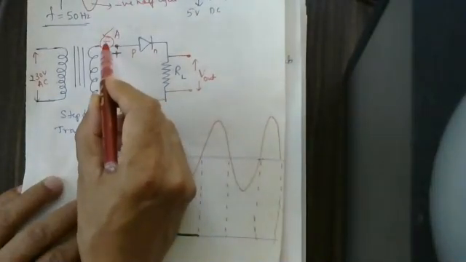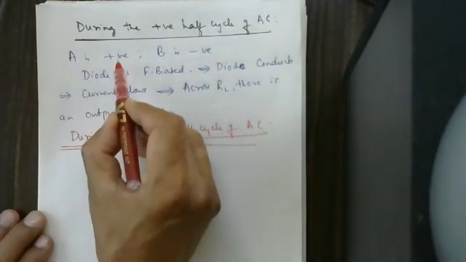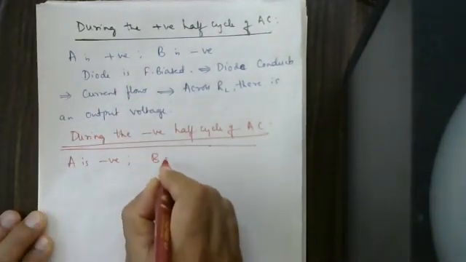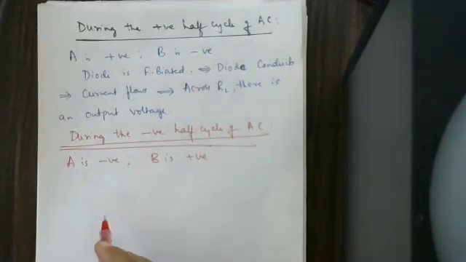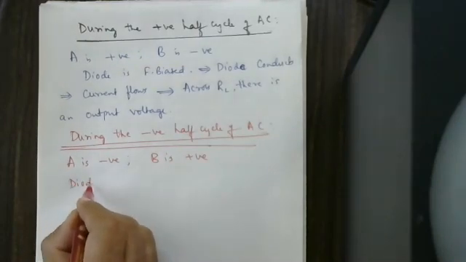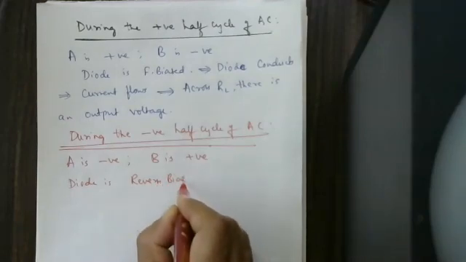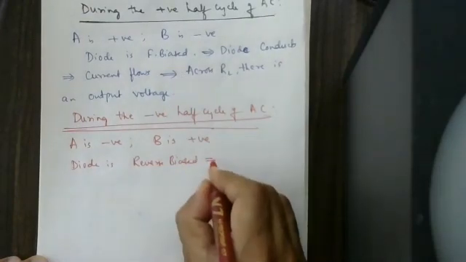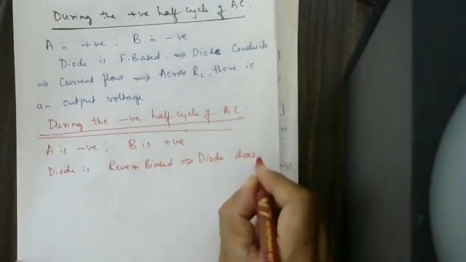A becomes negative, B becomes positive. Everything is reversed. A is negative, B is positive. Therefore, the diode is reverse biased. As the diode is reverse biased here, I can say this implies the diode does not conduct.